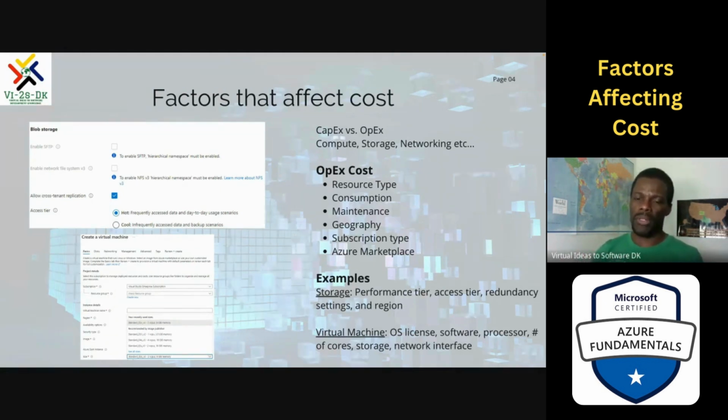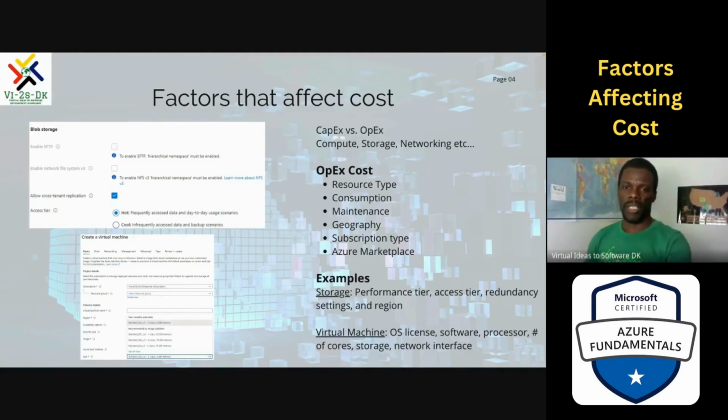So operational cost is what we're going to focus on. This operational cost could be the compute cost, the storage cost, or the networking cost, okay? So what are some of the things that affect it? It depends on the type of resource that you're trying to deploy. Some resources are more expensive, others are less expensive. It also depends on your consumption.